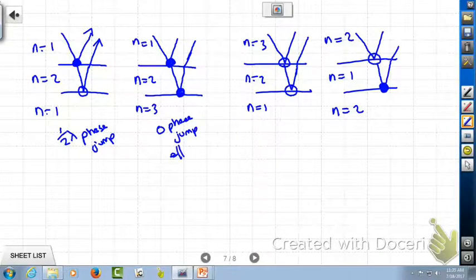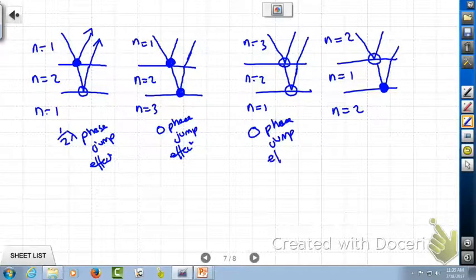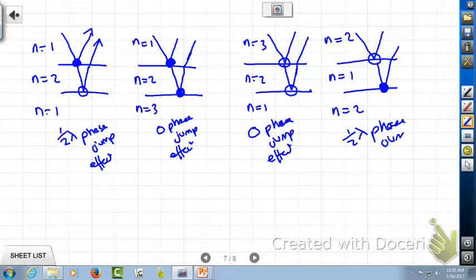Let's do the effect. Because there is a phase jump in both places, but they cancel each other out. Because I'm comparing. No phase jump effect. Phase jump effect or not? Yeah. Half a lambda phase jump effect. So this is air, glass, air. You get a phase jump effect. This is glass, air, glass, phase jump effect.